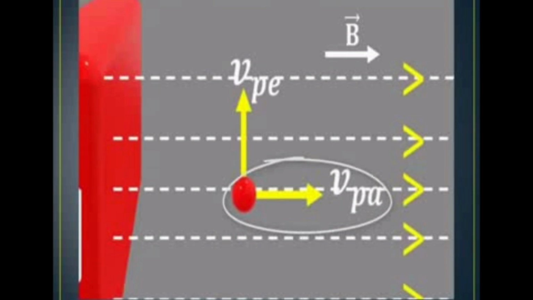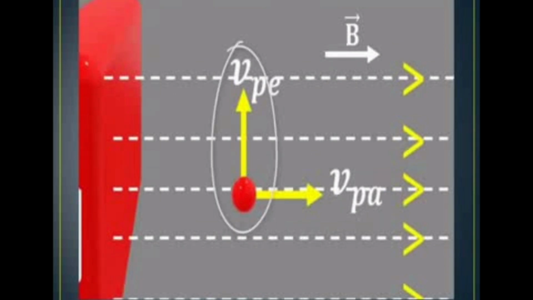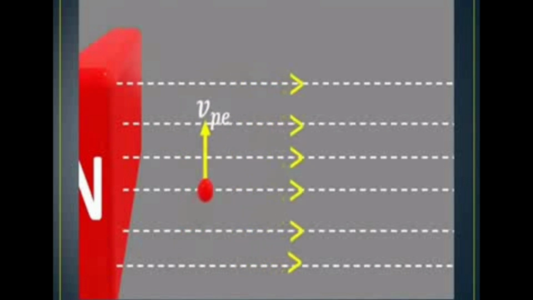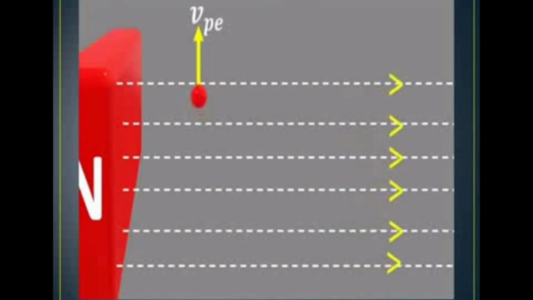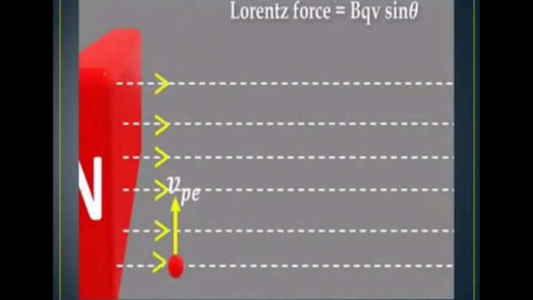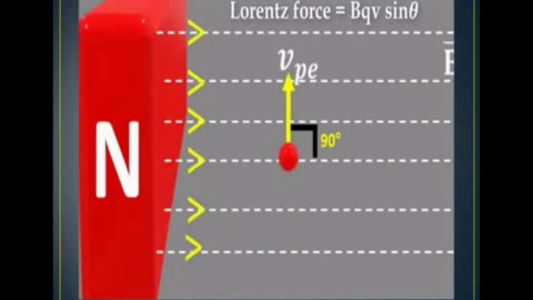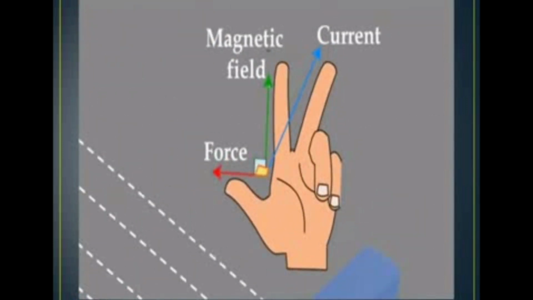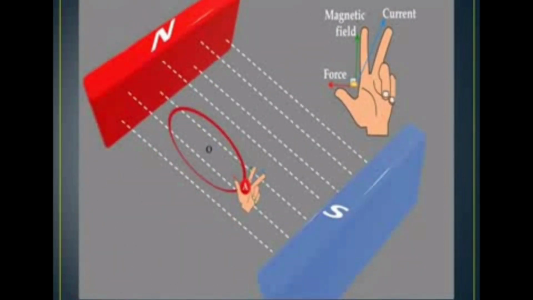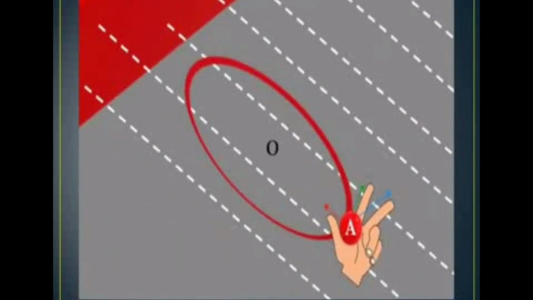So V parallel is parallel to the magnetic direction, V perpendicular is perpendicular to the magnetic field. So the charge is moving like this. So magnetic Lorentz force BQV sin theta. So what happens is that it is 90 degree. Sin 90 means it has the force of BQV. So it experiences the maximum force according to Fleming's right hand rule.